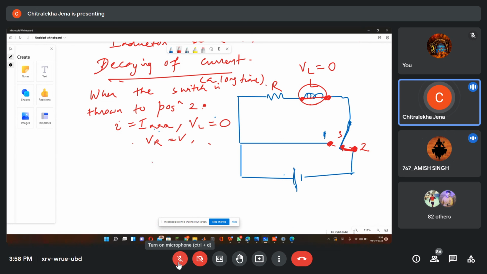V. Now you think of a condition when you have now removed the switch from position number 2 and you will close it to position number 1. This we will be discussing. In here, decaying of the current. Why decaying of the current? Because you have not connected any voltage source. So what will happen in this case? Tell me, what will happen?